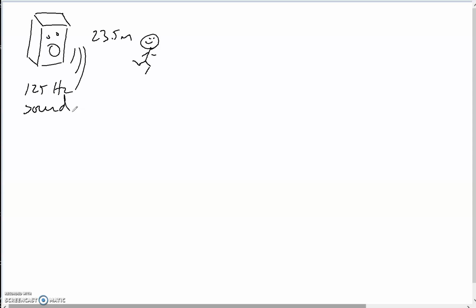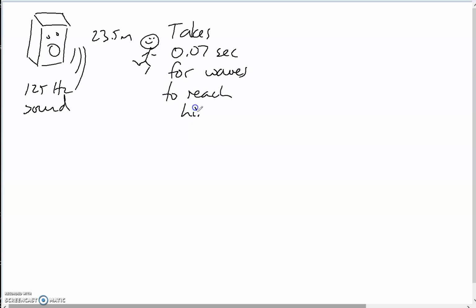He would probably hear the sound. It would take about 0.07 seconds. So it takes 0.07 seconds for the waves to actually reach the little dancing guy. So what is the wavelength coming out of here? Okay, so we're going to try and find the wavelength.